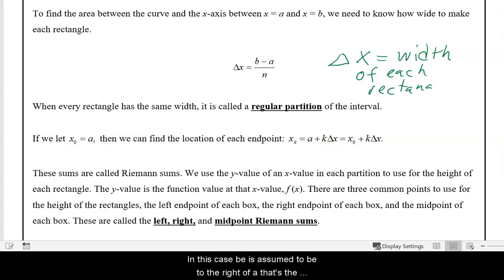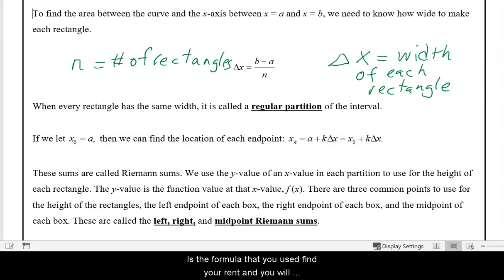In this case, b is assumed to be to the right of a. That's the way we normally would write it. A is to the left and b is larger to the right. N is the number of rectangles you want to use. If this is the formula that you use to find your width, then you will find that every rectangle has the same width. When we use the same width for every rectangle, we call this a regular partition. Sort of like a regular solid has the same cross-section no matter where you slice it. A regular partition means every rectangle has the same width.